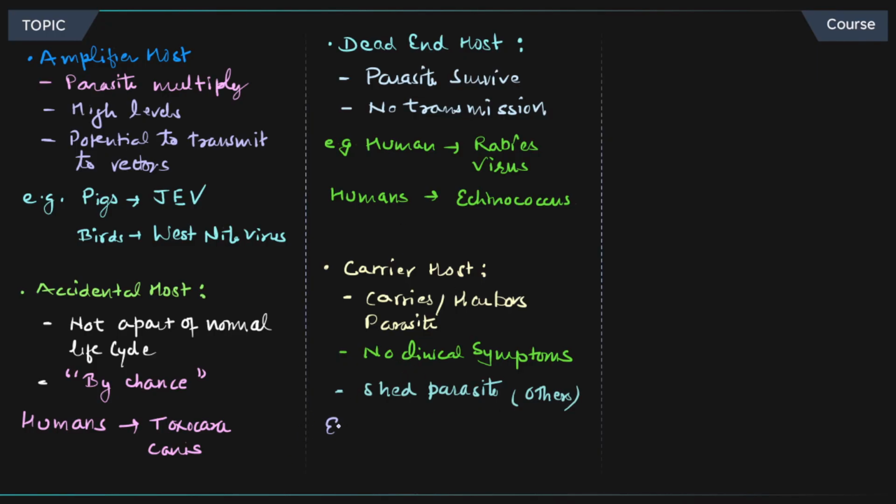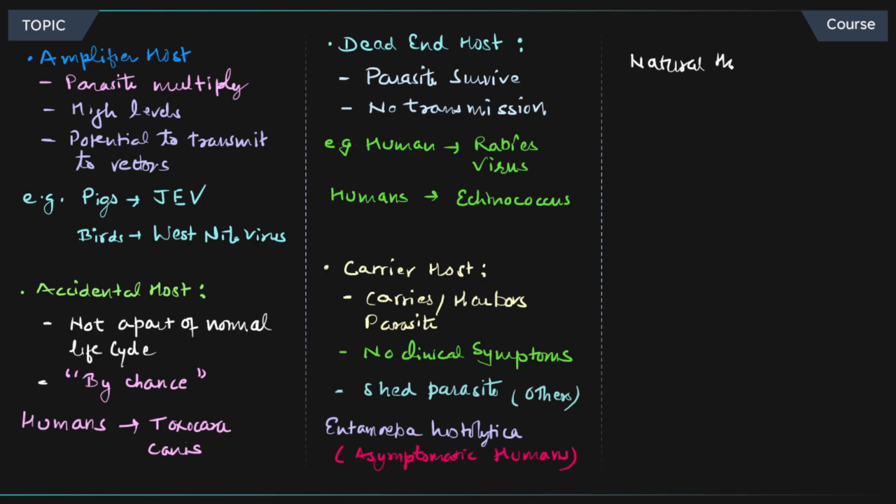Entamoeba histolytica is a pathogenic parasite to humans, but sometimes humans can also become carrier hosts, where no symptom is there. Those humans are called asymptomatic hosts or carrier hosts for this particular parasite. And there are a lot of examples for that.